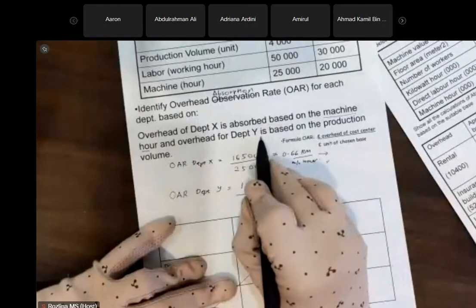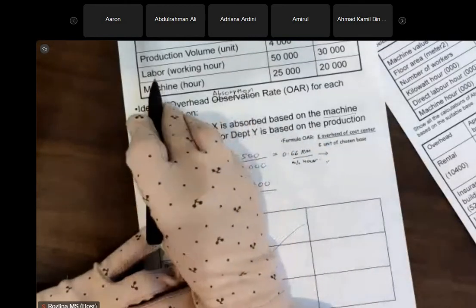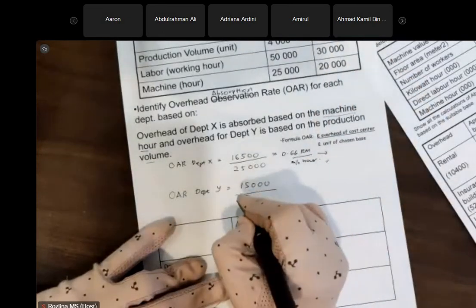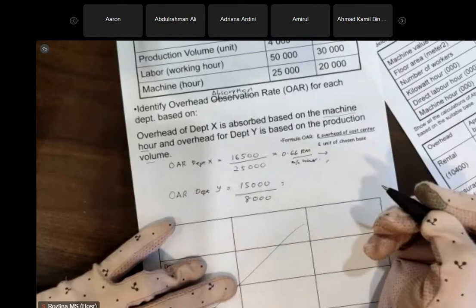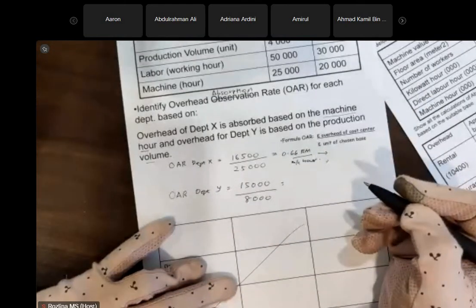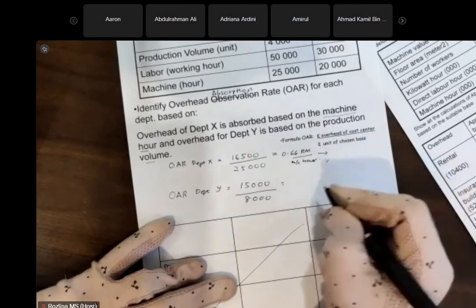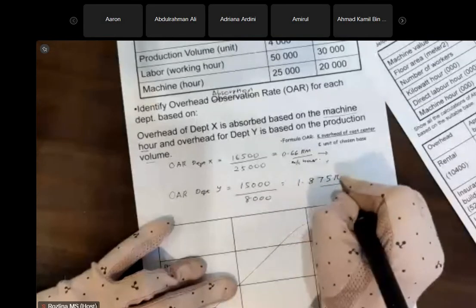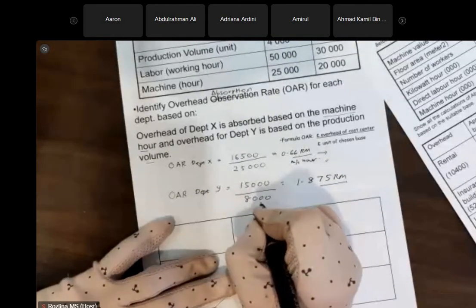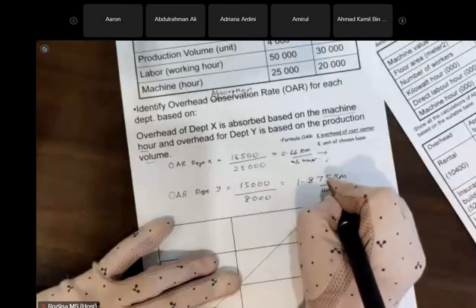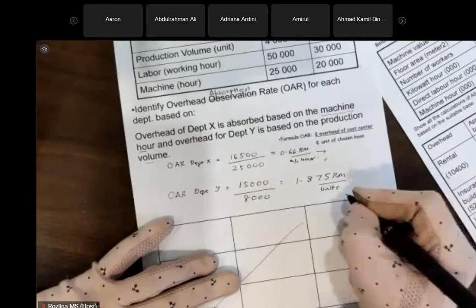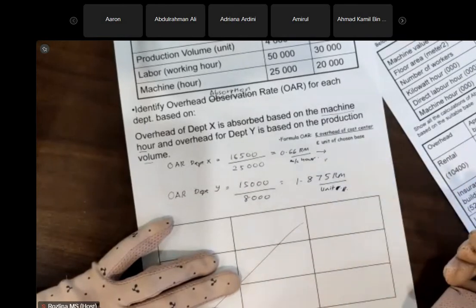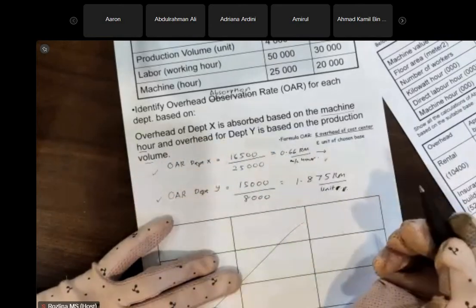15,000 divided by the production volume, because department Y is based on the production volume, which is 8,000. So you will get 1.875 RM per unit. Yang ni units lah, ini production, so unit per unit. You stop until this one because you just want to get OAR.